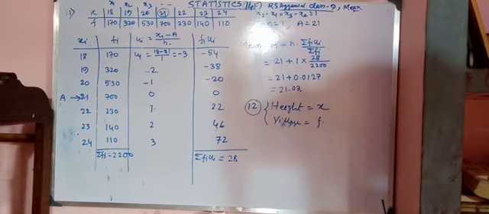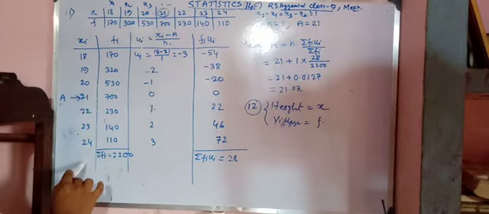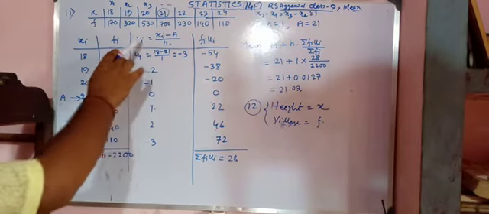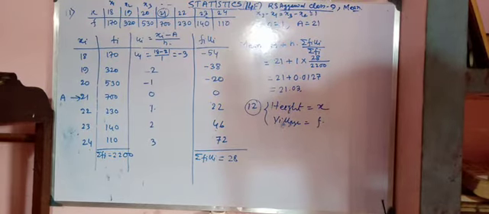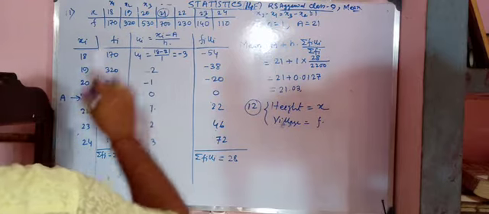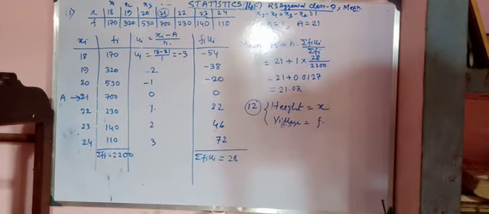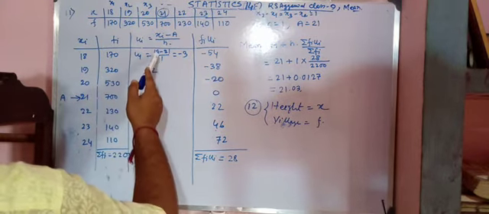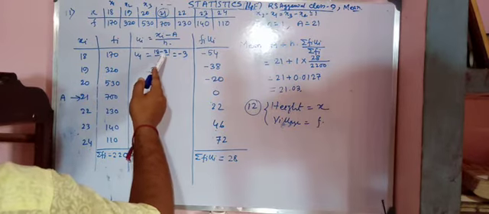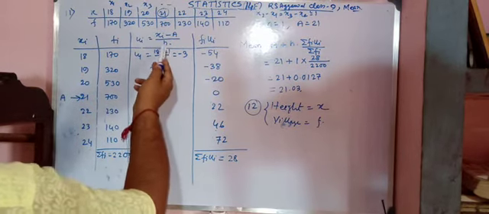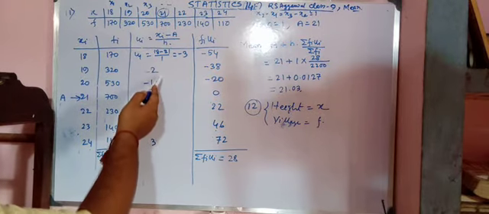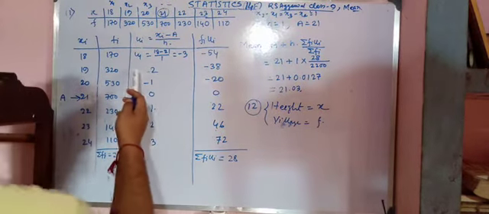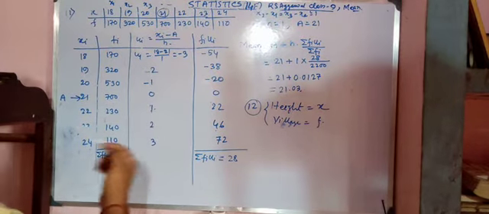Now here xi I have taken over here. This is my fi. Corresponding fi I have taken over here. So I have to find ui. So what is my ui? Ui is equal to (xi minus a) by h. Understood that? So that means the first term u1 is equal to (18 minus 21) by 1. 18 minus 21 is what? Minus 3. So here since h is equal to 1, all the values come over as minus 2, minus 1, 0, 1, 2, 3.